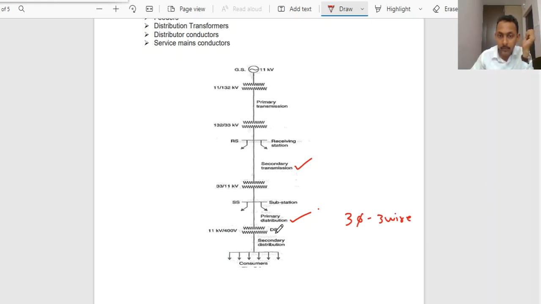Again, at the distribution substation, this 11 kV voltage will be stepped down to 400 volts. Now from the distribution substation to the consumer premises, that area will come under the secondary distribution.